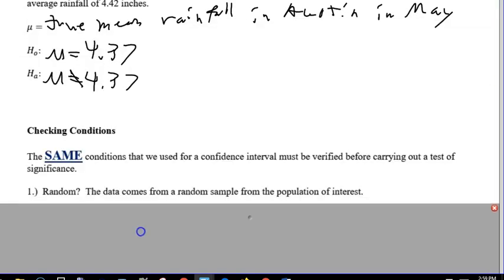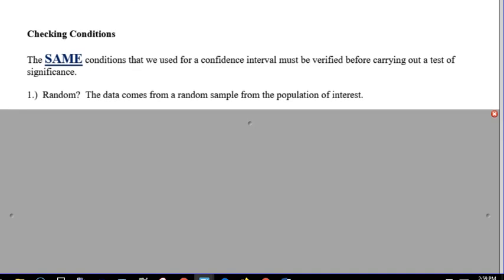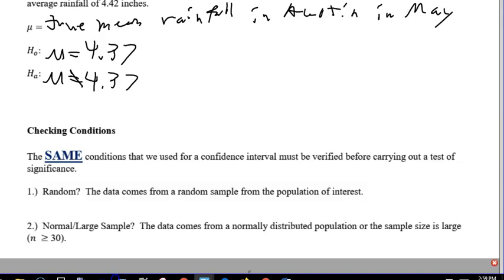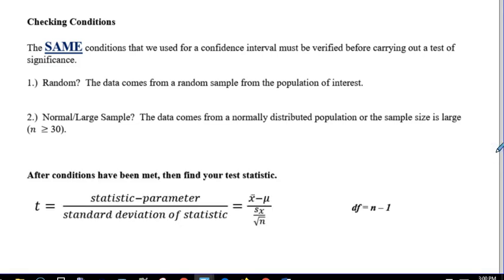There you go. Okay. So the same conditions we use for confidence intervals must be verified before carrying on a test of significance. We kind of said this at the beginning. We got to have random. We also have to make sure that we're told it's normally distributed, or n is greater than or equal to 30. It's got to be one of those two. They need to tell us in the problem, or we have to have 30 or more people.